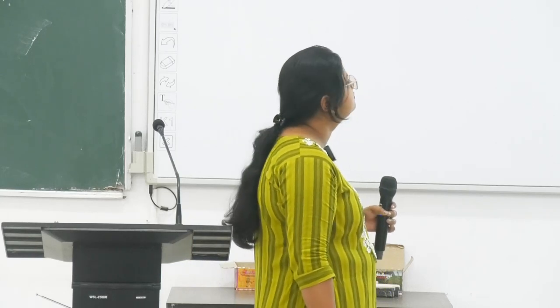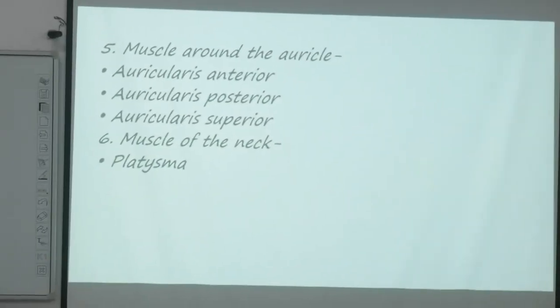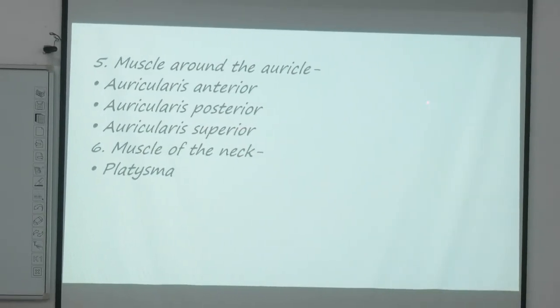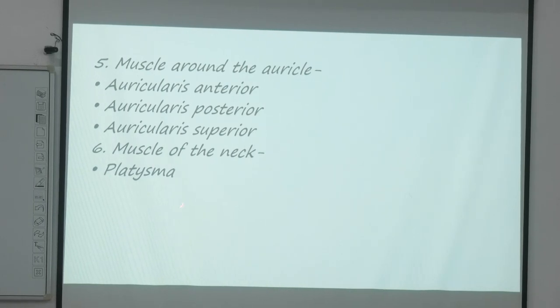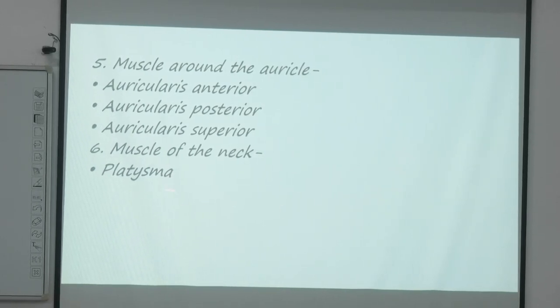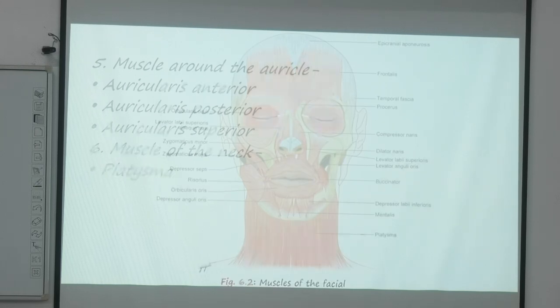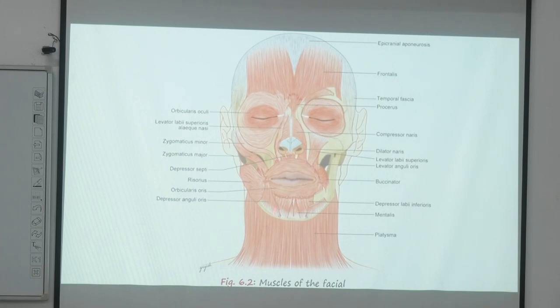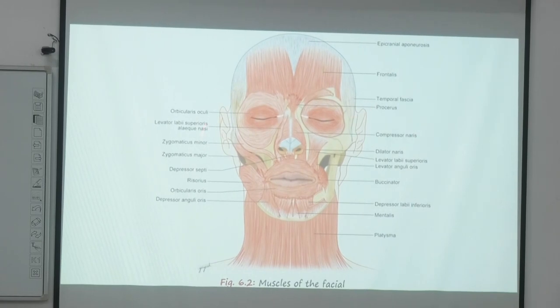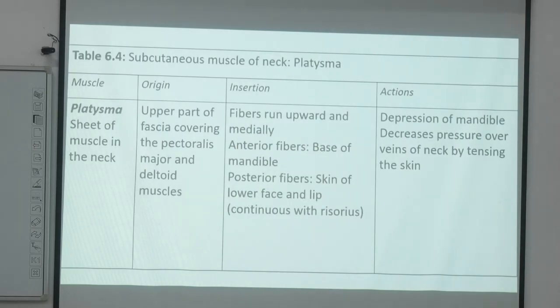Next, muscles around the auricle, around the ear. Three muscles are mainly present: auricularis anterior, auricularis posterior, auricularis superior. This is the sheet of muscle, platysma. Okay, next. See, this sheet of muscle lying in front of the neck, this is platysma. And near the ear, there are the auricular muscles. I will show you another picture. Next. Sheet of muscle in the neck.